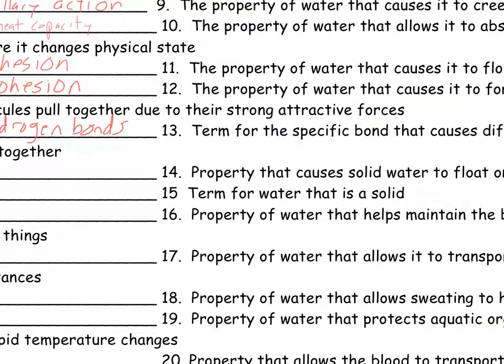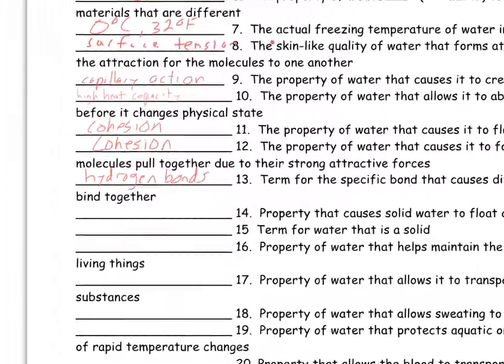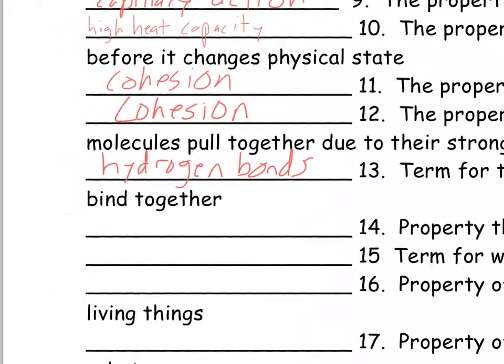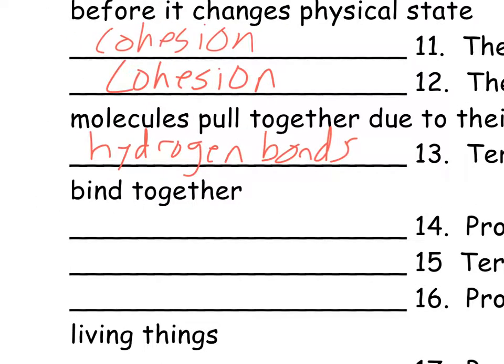14. Property that causes solid water to float on top of liquid water. Its density, or let's just say less dense as a solid. Being that when it goes to its solid form, it's less dense than liquid form.